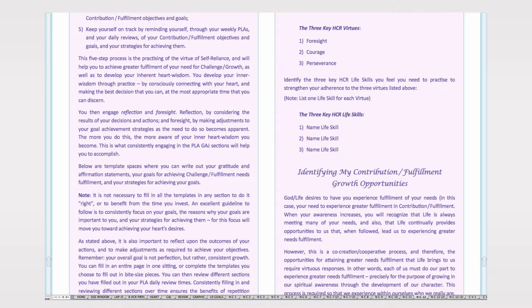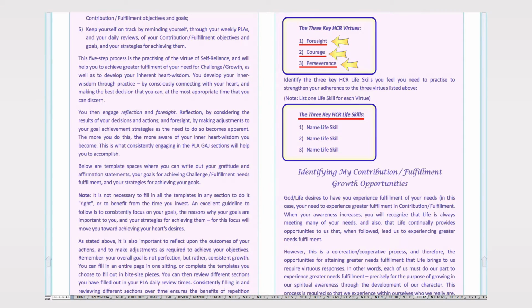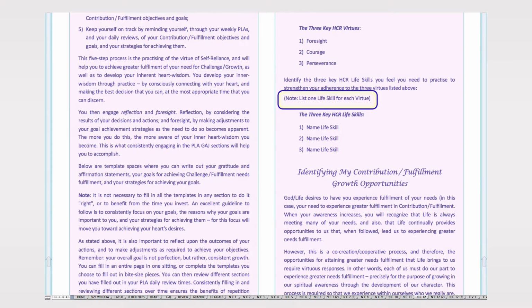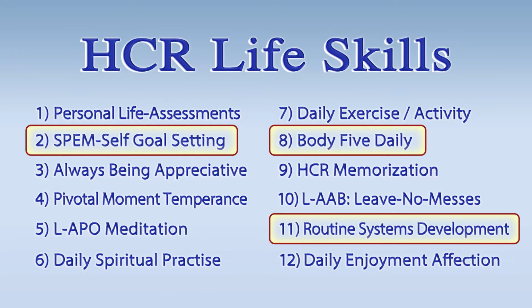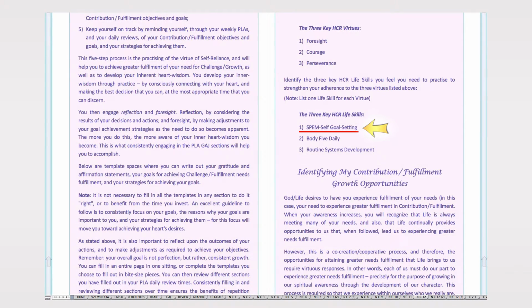In the next section, you identify the 3 key HCR life skills you feel you need to practice to strengthen your adherence to the 3 virtues you listed above. The guideline for choosing the life skills is to list 1 life skill for each virtue. I chose SPEM self-goal setting, Body 5 Daily, and Routine Systems Development. SPEM self-goal setting is the practicing of the virtue of foresight.